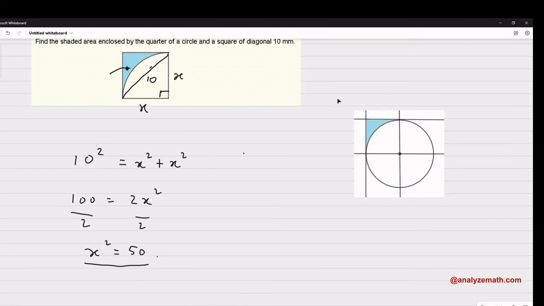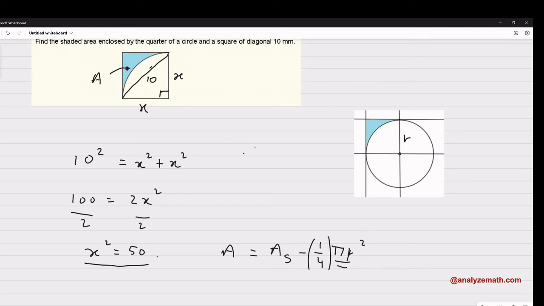Now we find the area. So the area we're looking for, this area here, can be written as A equal to the area of the whole square, let's call it A_S, minus 1/4, this is a quarter of a circle, remember, minus a quarter of the area of the circle. This is a quarter, and this is the area of the whole circle, pi r squared.